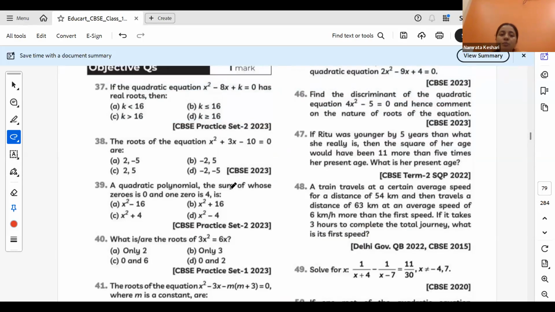You can see the question number 38, the roots of the quadratic equation. Can you please find it, everyone? Amir, Abdullah, and Sarah. Okay, ma'am.